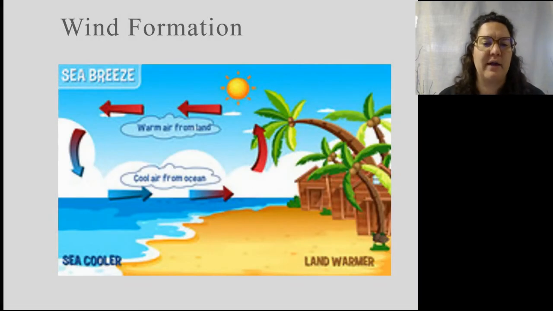So here's another example of how that happens. We have warm air that rises, whether it's over the land, near the ocean, or just wherever the sun happens to be shining. As that warm air becomes less dense and rises, cool air from the ocean or another location comes in to fill its place, which creates our wind.